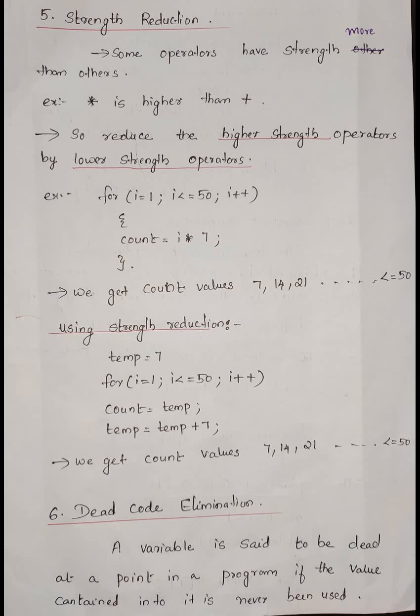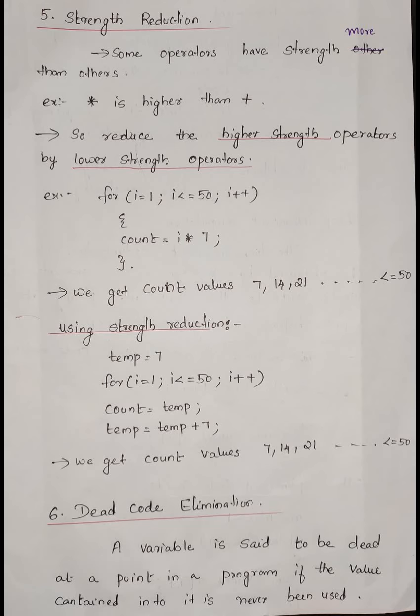Strength reduction. Some operators have more strength than others. For example, star has higher strength than plus. So we can replace higher strength operators by lower strength operators, thereby providing optimization. For example, see this example: for loop, count equal to I star 7. The output is 7, 14, 21, etc., which should be less than or equal to 50.